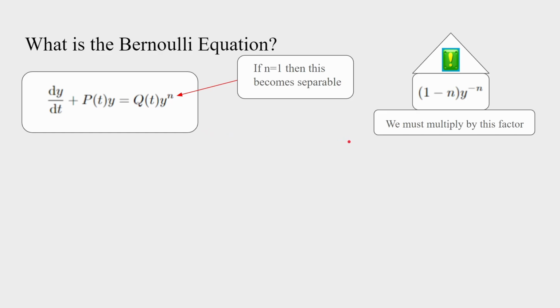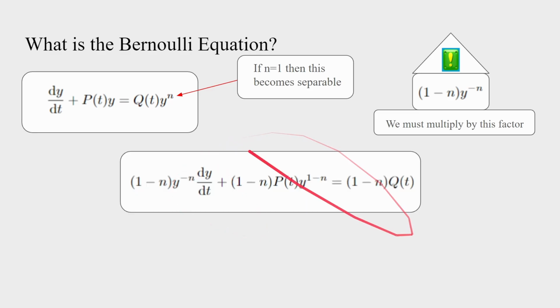So we must multiply by a factor: 1 minus n multiplied by y to the negative n. So first, when it comes to y to the negative n, that makes sense, because now we're getting rid of the y on this side, so this can become a pure function of t. This becomes y to the 1 minus n, multiplied by 1 minus n, and this becomes 1 minus n times y to the negative n, multiplied by your derivative. However, notice something. And of course, I did forget, we will have to multiply 1 minus n on this side too. Obviously, you have to multiply both sides of the equation by the exact same thing.